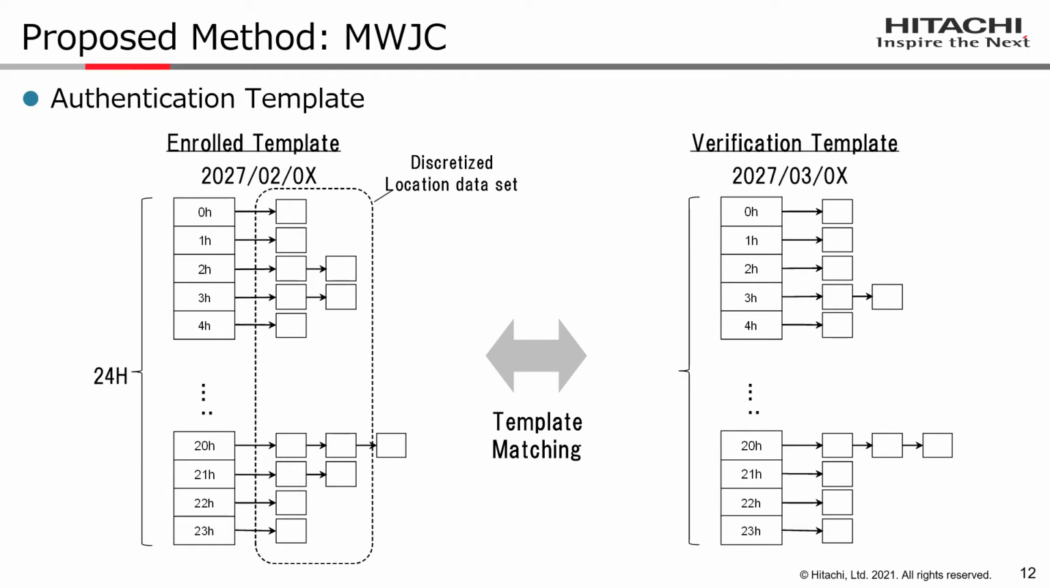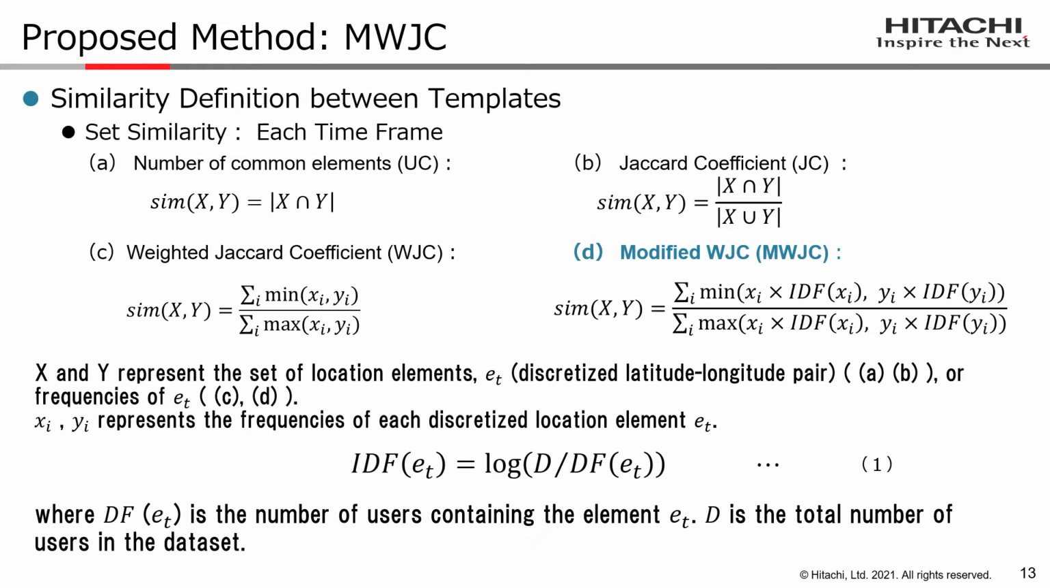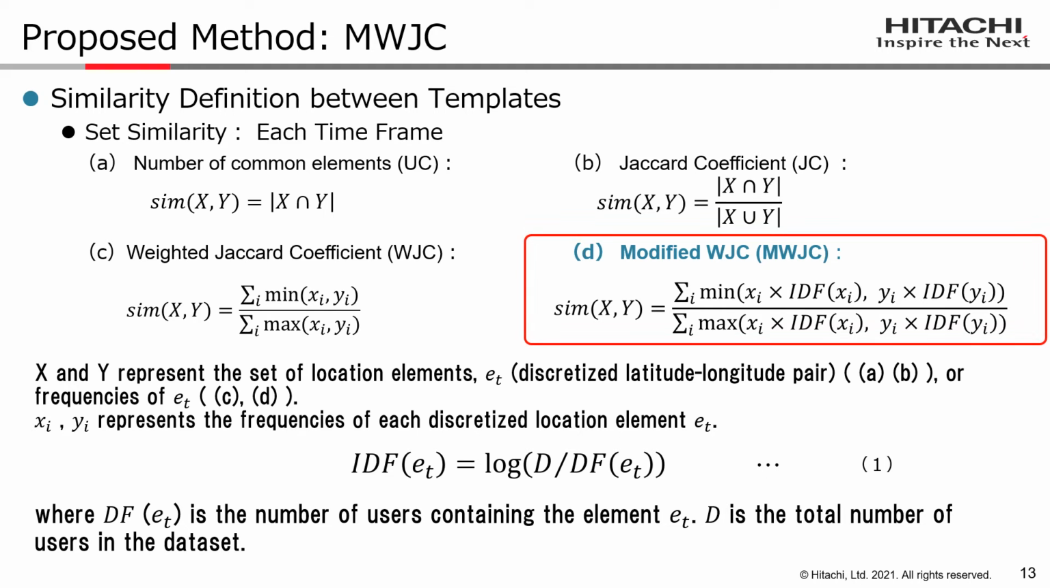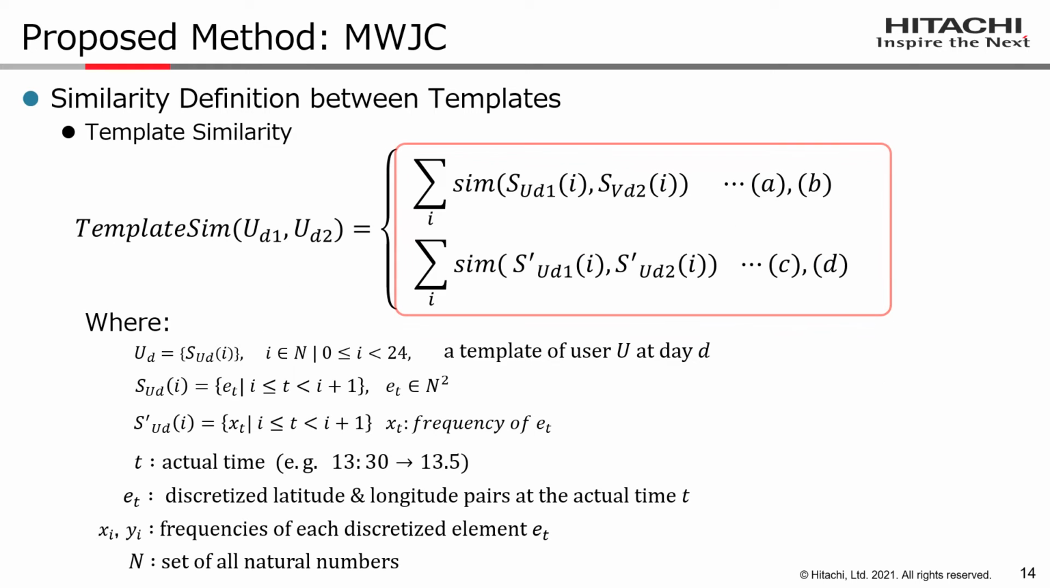Once the location templates are created, we can define set similarities between templates. Here we define the 4 set similarity measures we tested in this study. We adopted a normalized set similarity measure, the Jaccard coefficient, to handle the data volume gap between templates. The last one is our proposed measure, the modified weighted Jaccard coefficient. For the details of the formula, please refer to the paper. Finally, we can calculate the similarity between templates by the sum of set similarities from each time frame.